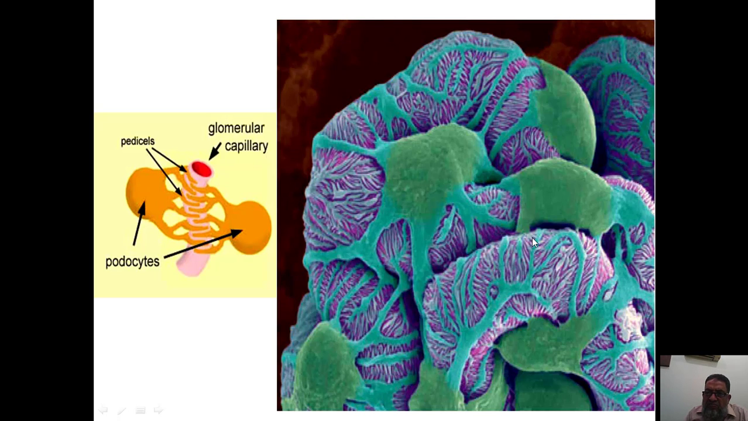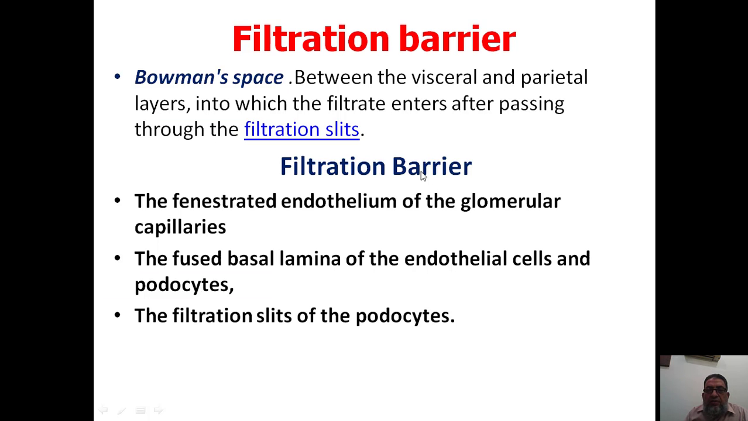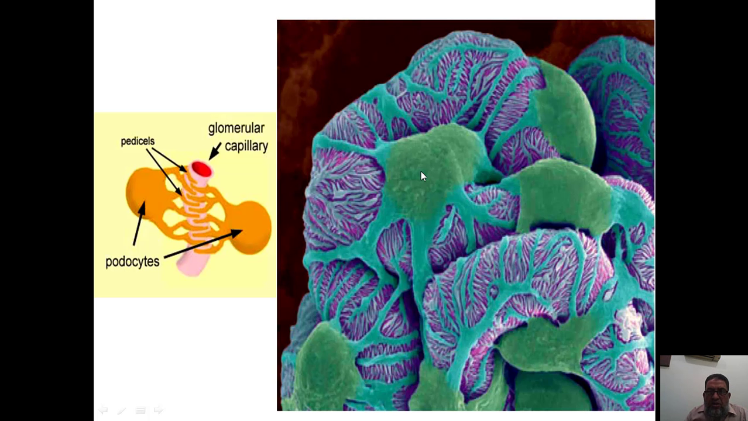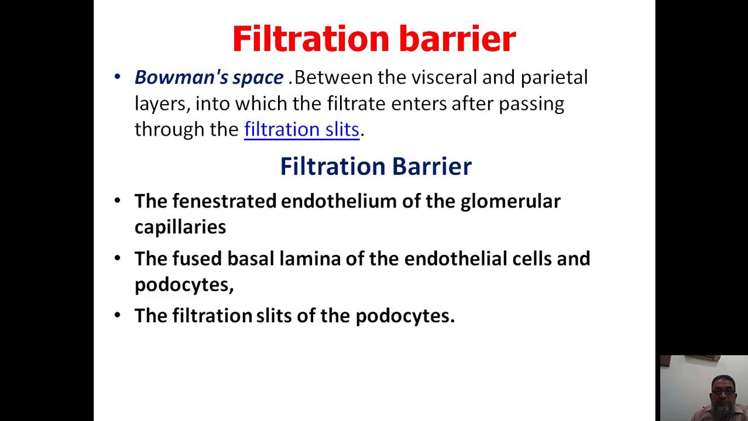This is the place where filtration occurs, because all the rest is approximated. Only this part is the area where the urine formation will take place by ultrafiltrate of the blood. The structure is the cytoplasm with nucleus, primary, secondary, tertiary, and multiple branches of the pedicle that will encircle the blood vessel to form filtration slits. What is the filtration barrier?